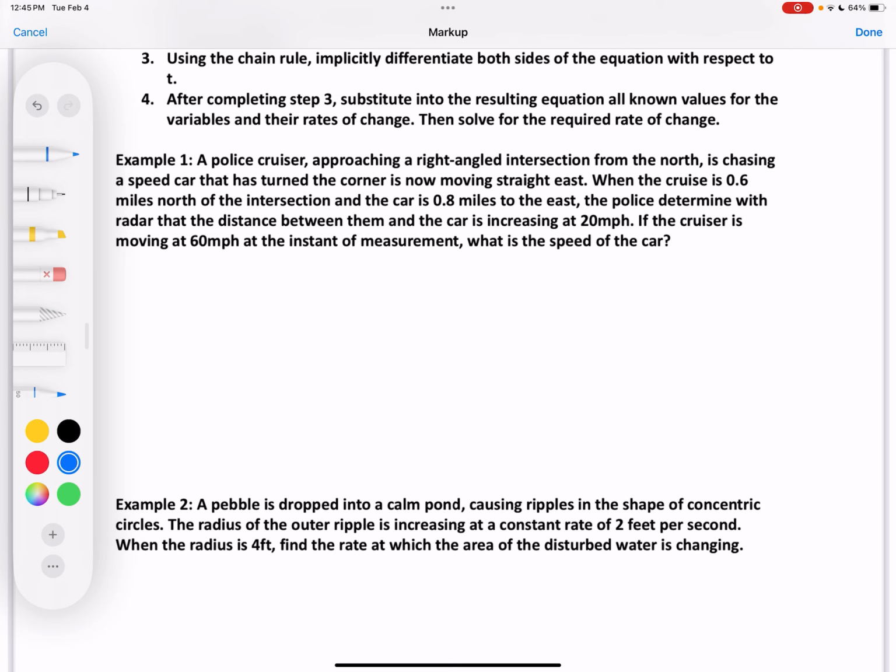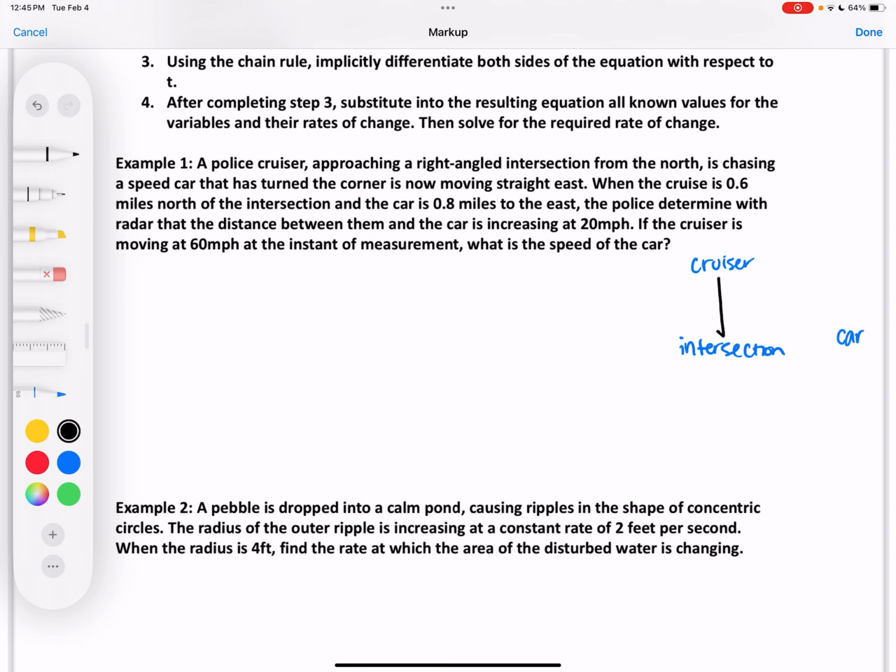I've got the cruiser. I've got a car over here. And this is the intersection. So, cruiser's coming down this way. Then makes the turn. And we've got this value here also for the distance between. Now, technically, this last one isn't really an arrow. It's not really going that way. The other arrows are dictating the direction that he's going, but it's fine.